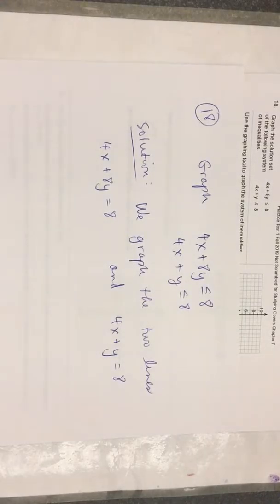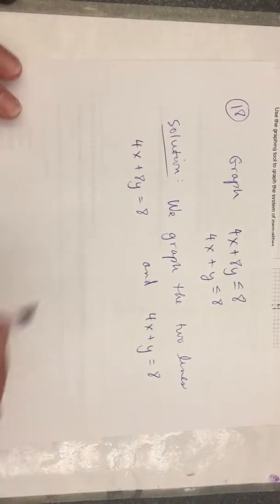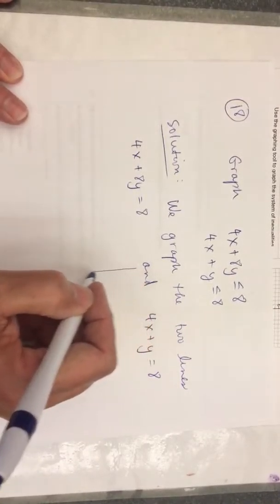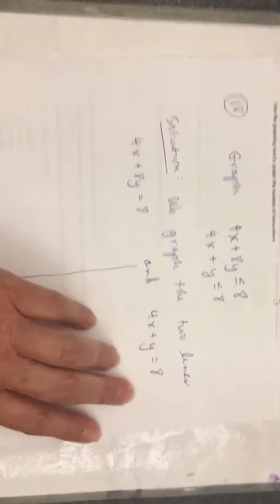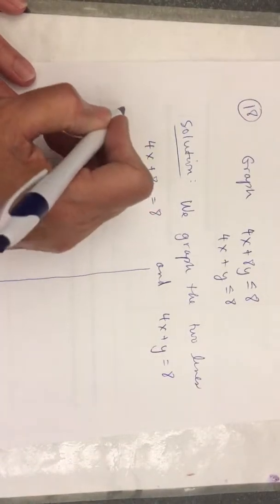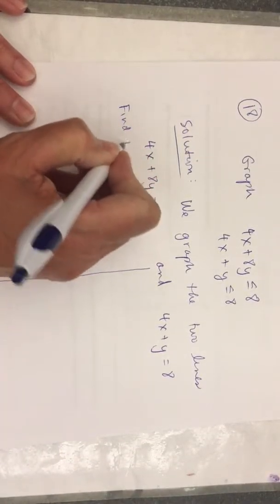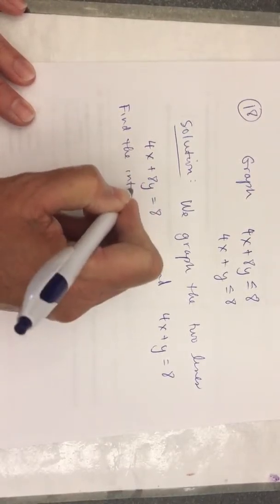For the two lines, I want to find the intercepts. I'm going to put a line down my paper here. I'll try to put the work for this one right here and the work for this one right here. So under this one, I'll write find the intercepts.